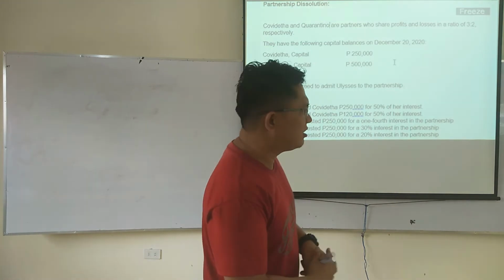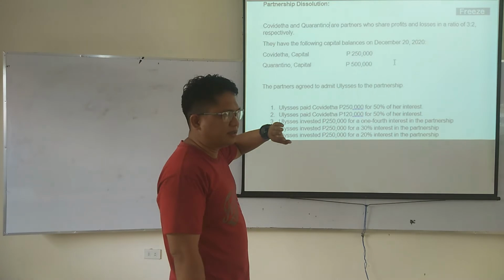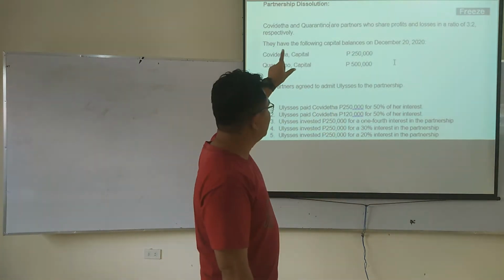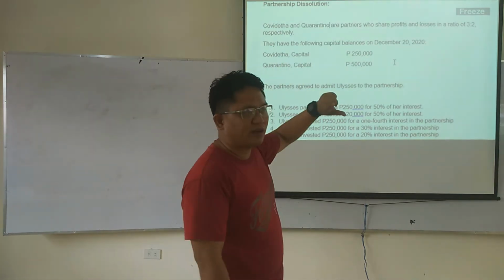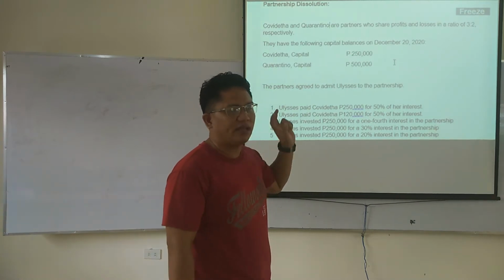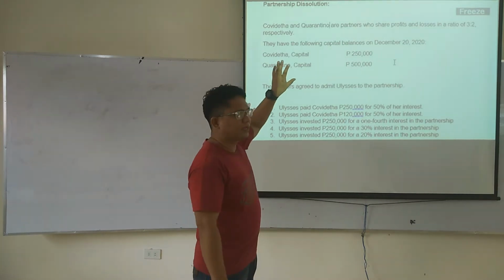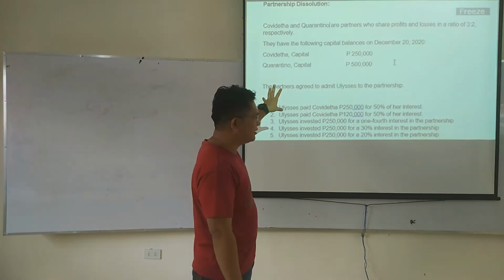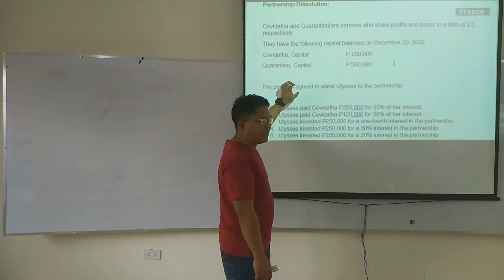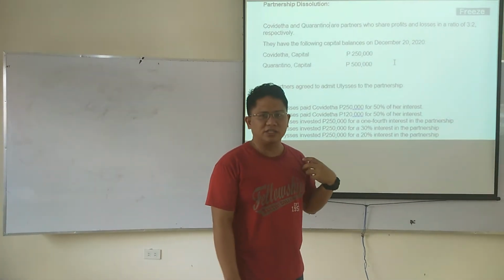So it's called resolution because, as in this case, we have Cobilita and Quarantino, the original partners. Then the upcoming partner is Ulysses. So the original partnership of Cobilita and Quarantino is already dissolved. And they will now have the Cobilita, Quarantino, and Ulysses partnership. So how do we account for the investment of the incoming partner as well as the changes in the equity of the existing partners if a new partner is to be admitted to the partnership?